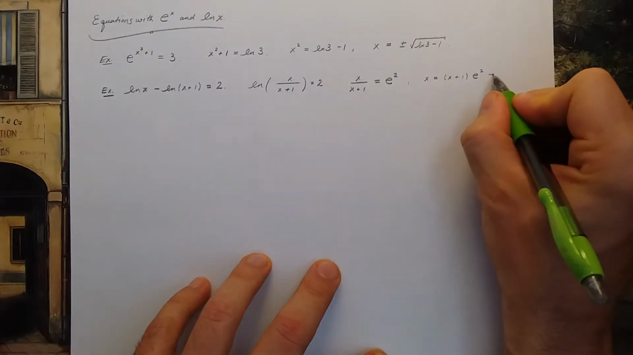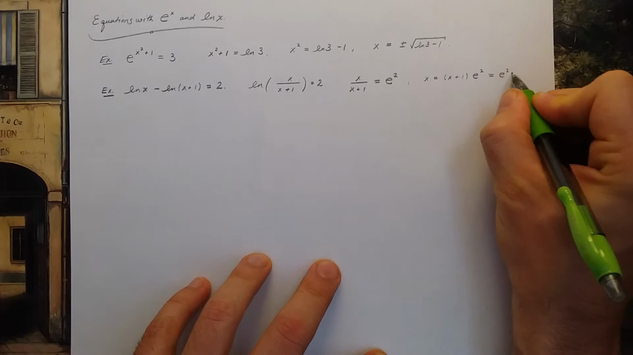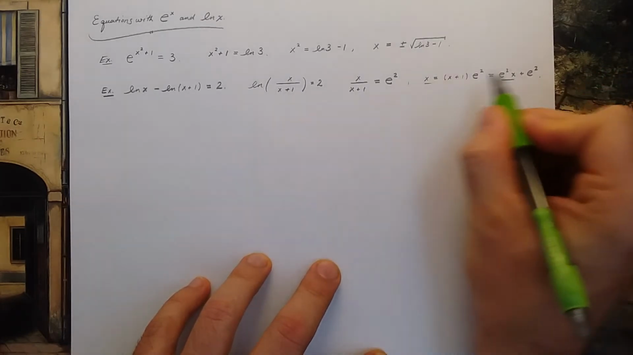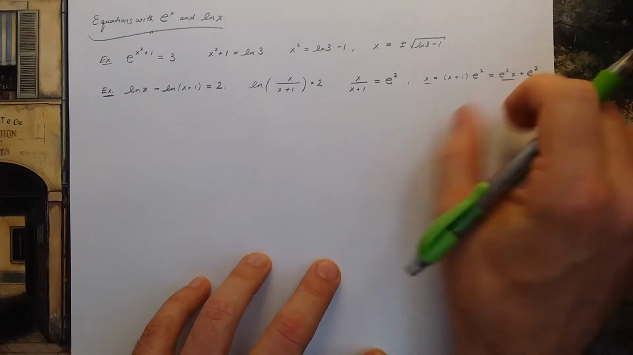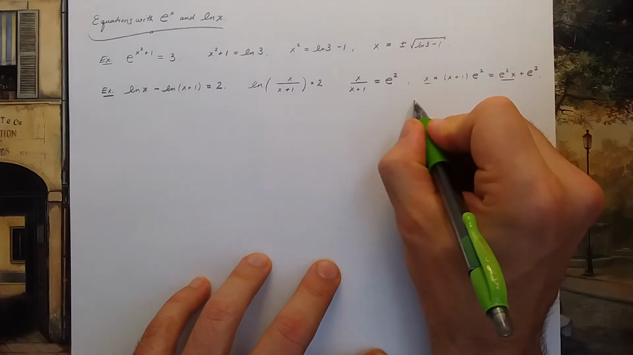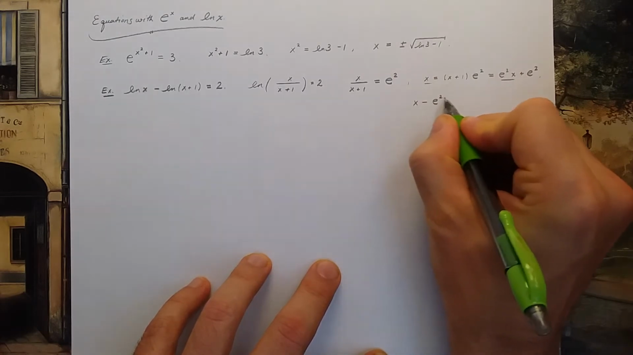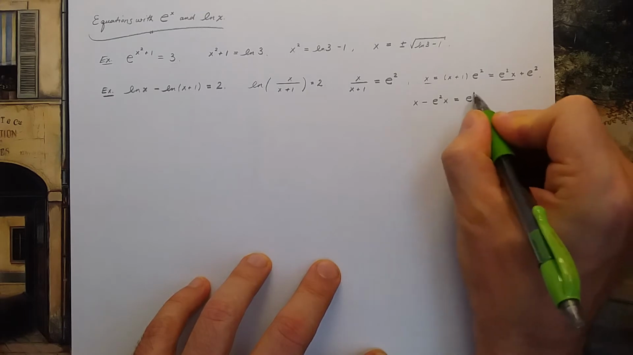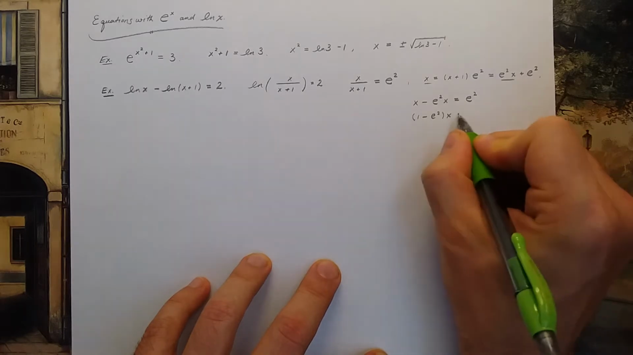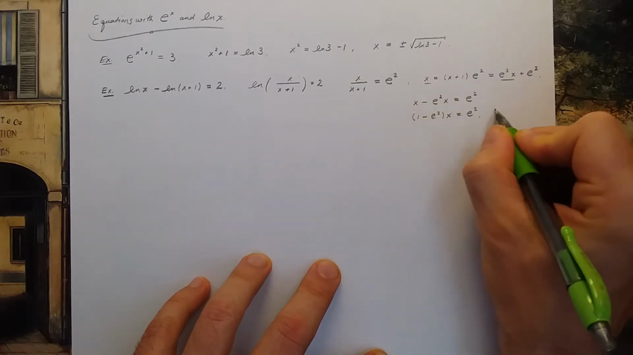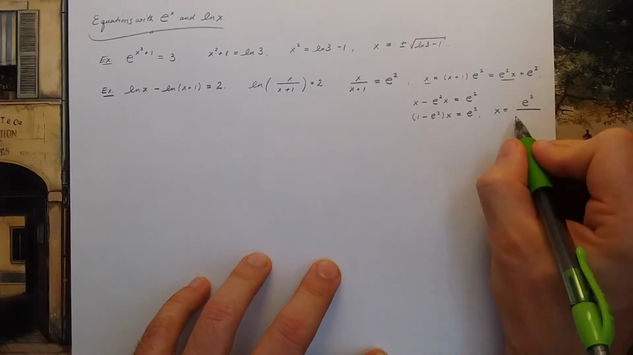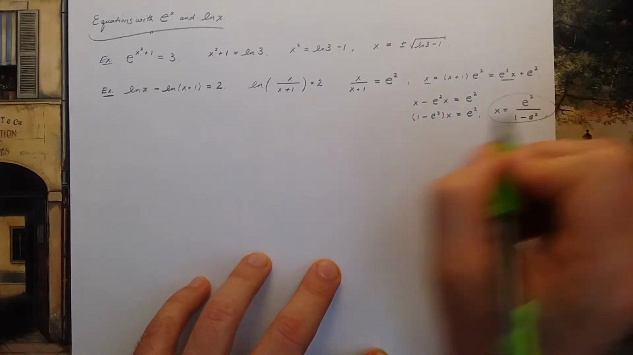This is the same thing as e squared times x plus e squared. So I'm going to get all the x terms on one side of the equation. I'm going to subtract e squared x. So I get x minus e squared x is e squared. I could factor out an x to get 1 minus e squared times x is e squared. And then finishing up, I think we'll find x is e squared over 1 minus e squared.